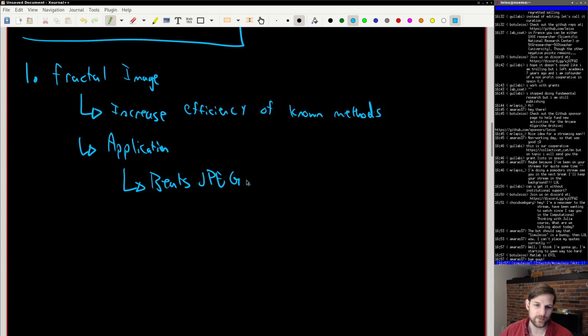So what kind of application would we be looking for here? Again, one that beats JPEG would be ideal, but I think we want to use image compression to do something beyond image compression, right?